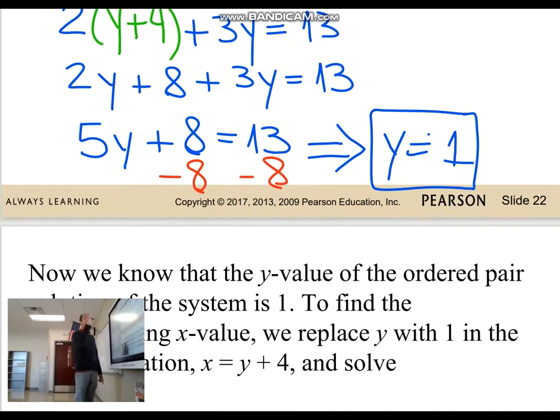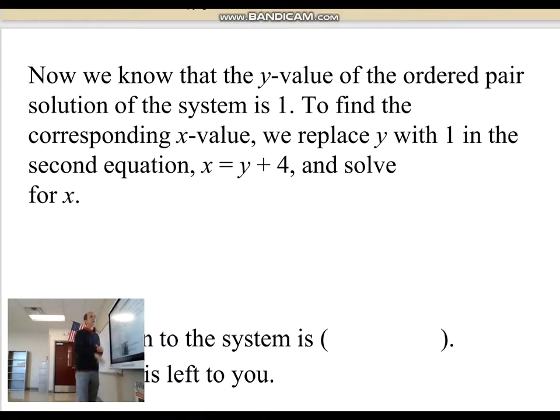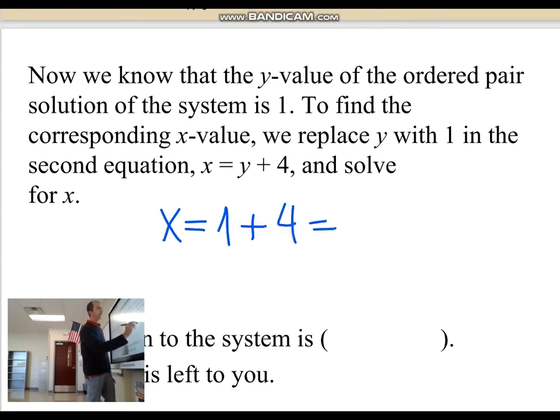After you apply addition property of equality, multiplication property of equality, and simplify, have only y on one side of the equation, you're going to find the solution to be y equals 1. Now we know the y value of the ordered pair, which is 1. To find the x value, we will replace 1 in the second equation, or any equation to be honest. But the best way is to substitute in the second equation. x equals y plus 4 is x equals 1 plus 4 equals 5. The solution is x equals 5, y equals 1, right?